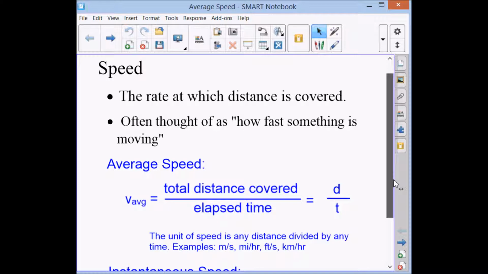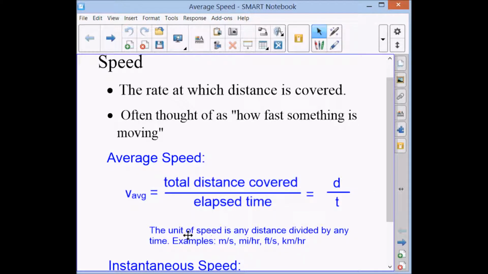Because you're talking about a distance divided by time, the units of average speed are a distance unit divided by a time unit. So we're all very familiar with miles per hour. In physics, we talk a lot about meters per second because meters is the metric unit of distance that we prefer to use, and seconds is the metric unit of time. You also might use feet per second, you might use kilometers per hour, and then, of course, there are hundreds of other speed units that we might encounter. But these are probably the four main ones that we will deal with.